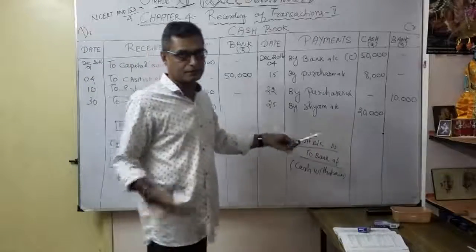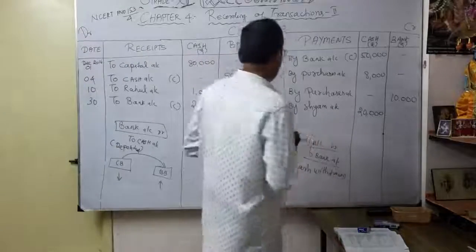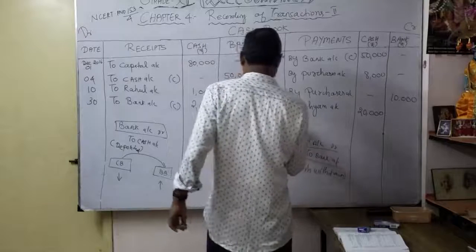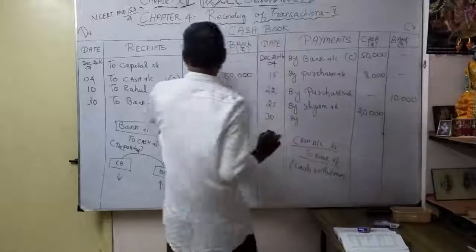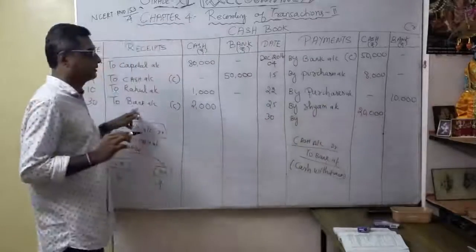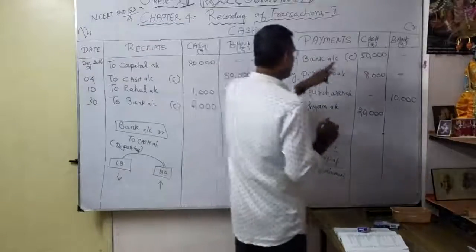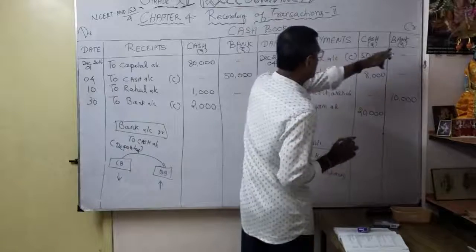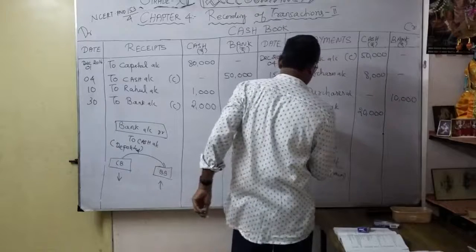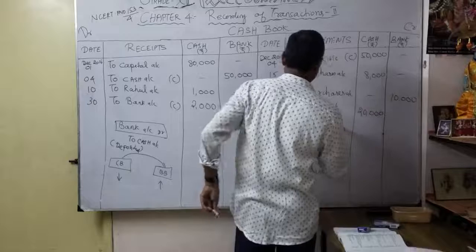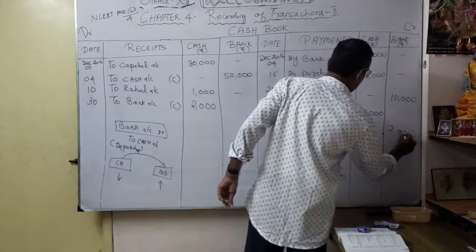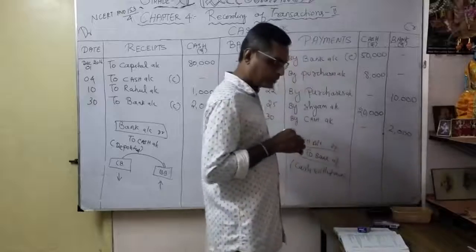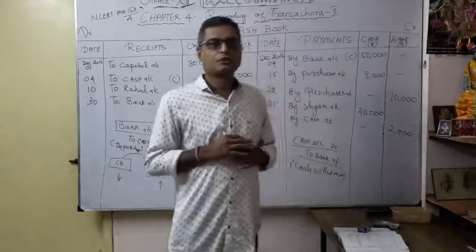Now what you have to do? Coming to the credit side, bank is reduced. So we have to write what? Same date, December 30. By what are we going to write? In the cash column, I wrote bank. Similarly, I have to write in the bank column, by cash. Understood? By cash account. How much? Dash, 2,000, our bank account is reduced. Correct? 2,000 reduced. Should be very important.